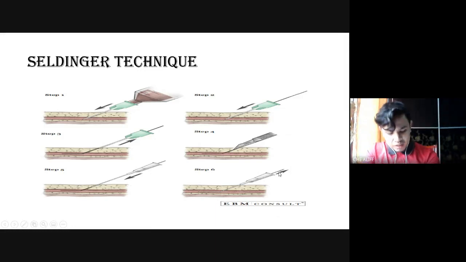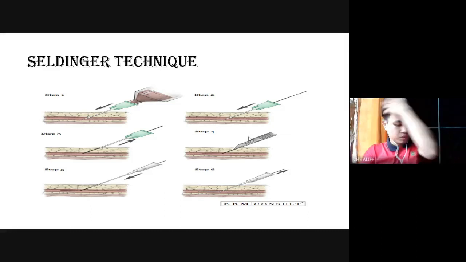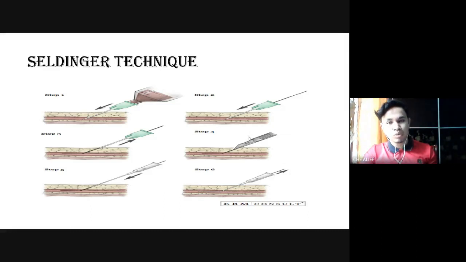After that, we aspirate, and then clamp, and also suture, and apply the dressing. After applying the dressing, if we do the central line at the internal jugular vein, we can obtain a chest X-ray to assess the proper placement, and also to assess any complications such as hemothorax and pneumothorax.